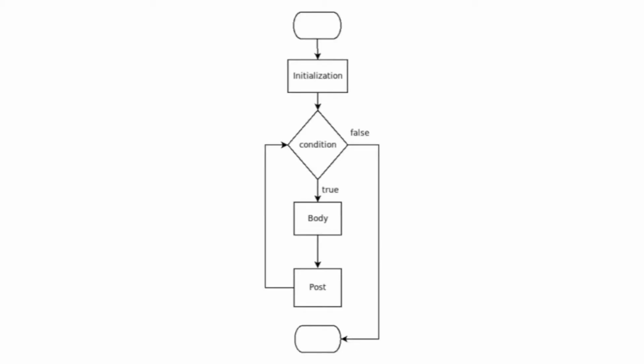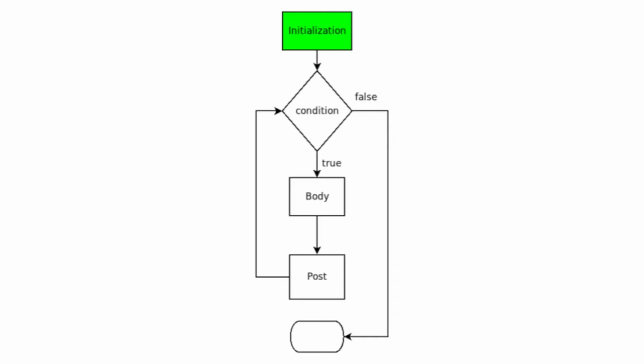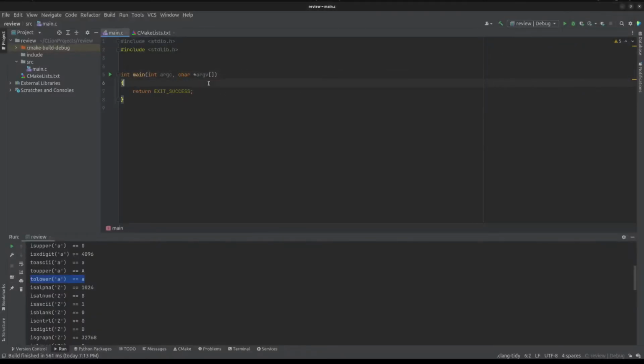The most commonly used loop is probably the for loop. A for loop has 4 different parts: initialization, condition, body, and post. Viewed as a flowchart, a for loop looks like this. The initialization happens once. The condition is checked. If the condition is true, the body executes. After the body executes, the post step runs. The condition is rechecked. If it is true, the body executes again. If it is false, the loop ends. Each part is optional.